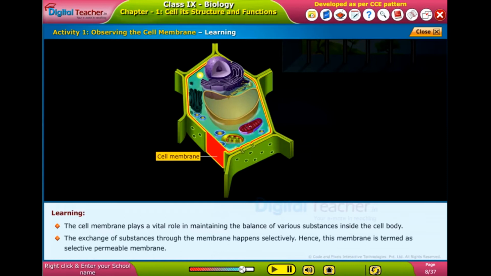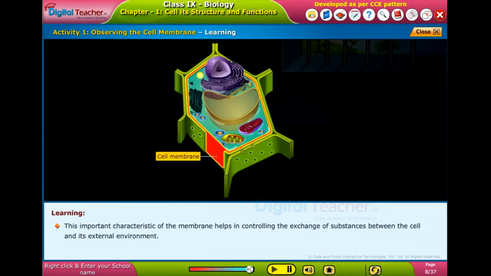The exchange of substances through the membrane happens selectively. Hence, this membrane is termed as selectively permeable membrane. This important characteristic of the membrane helps in controlling the exchange of substances between the cell and its external environment.